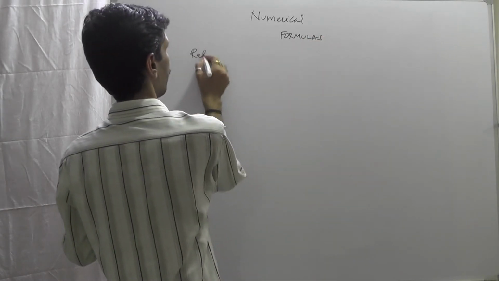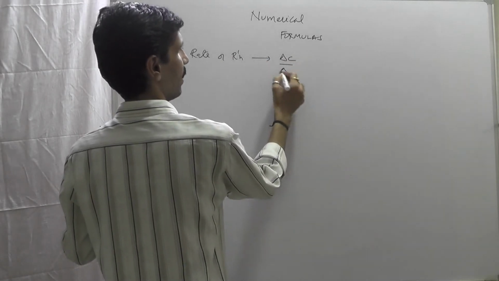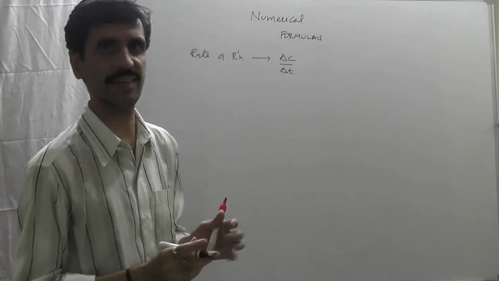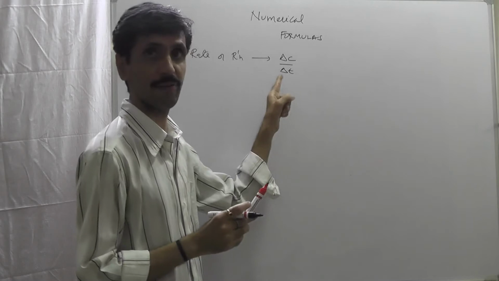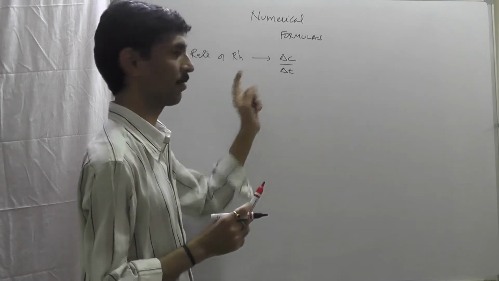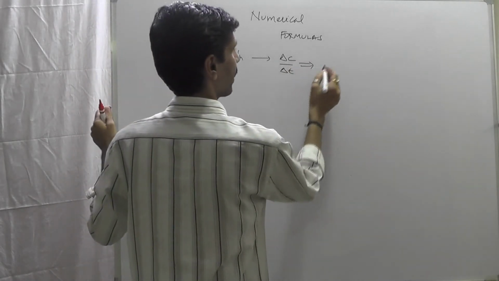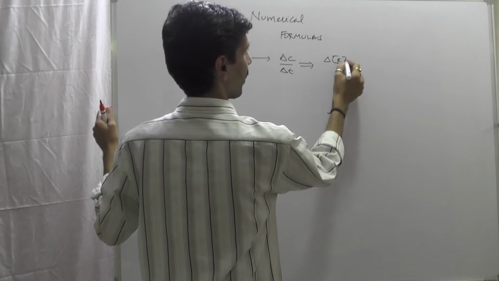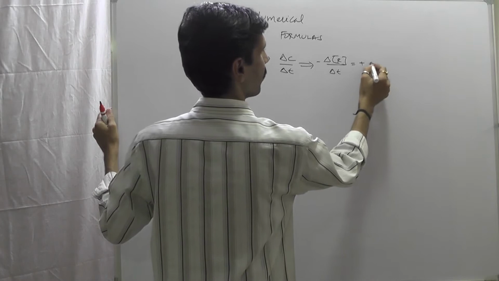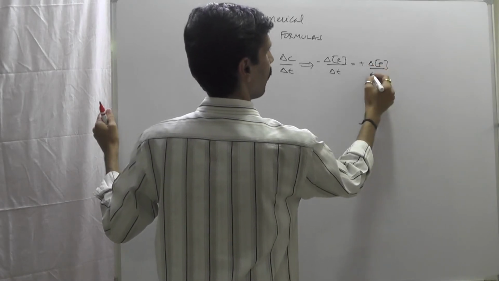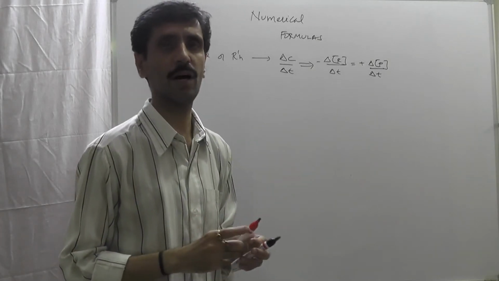First one is, when you talk about the rate of a reaction, it is nothing but delta C upon delta T. That means the change in the concentration of either the reactants or products with respect to the change in time. So that is delta C upon delta T, or we can also be very clear, and that is minus delta concentration of R upon delta T, or plus delta P upon delta T, where R stands for reactants and P stands for products.